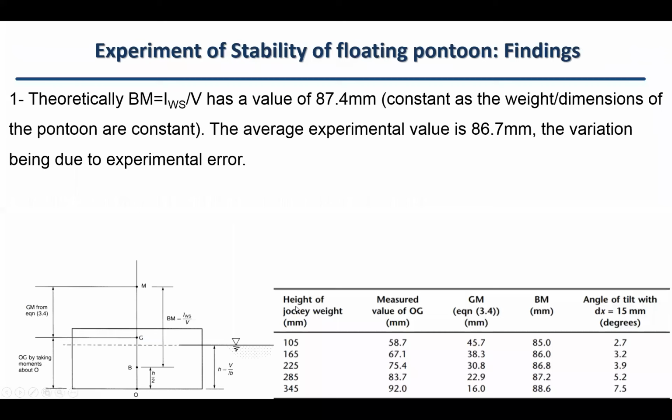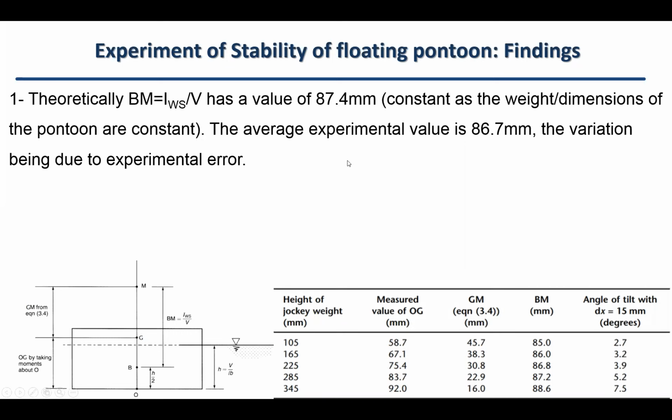Once we do this, we have a few findings. First of all, experimentally, you can calculate the BM. Here you can see the BM for each level measured like this. It's more or less similar, but the average value from the experiment is 86.7 millimeters. But we know that theoretically we can calculate the BM using this formula, the second moment of the area divided by the volume. And if we do this calculation, we get 87.4. There's a little bit of discrepancy here.